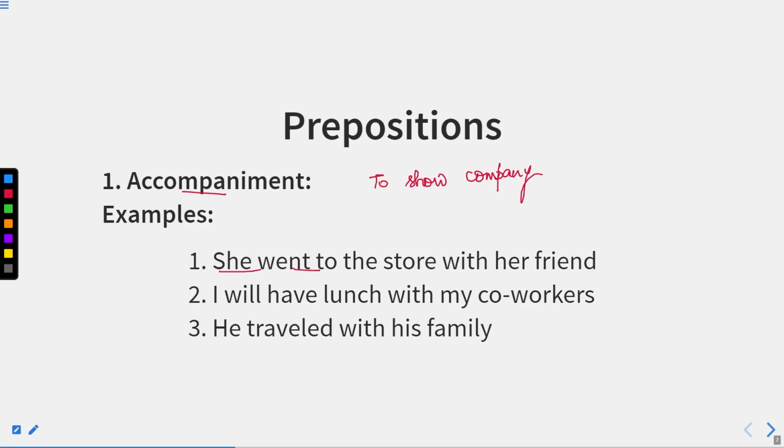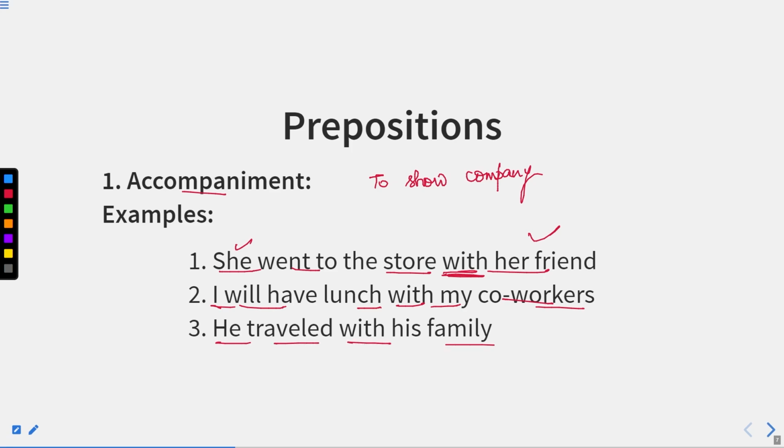For example, she went to the store with her friend. In this sentence, we can see that she and her friend both accompany each other, so we are using the preposition with. I will have lunch with my co-workers. It means I and my co-workers will have lunch together. So with is used to show the company of these two persons.